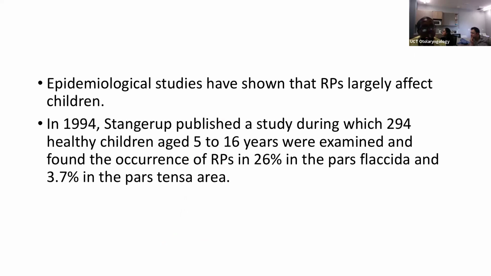Another study said that 294 children aged between 5 to 16 were examined, and retraction pockets were found in 26% of the participants. It was found in the pars flaccida, whilst 3.7% was in the pars tensa. This tends to be the normal finding, but I came across other texts that said otherwise. I don't know. Maybe at the end, Prof, you can give your input.